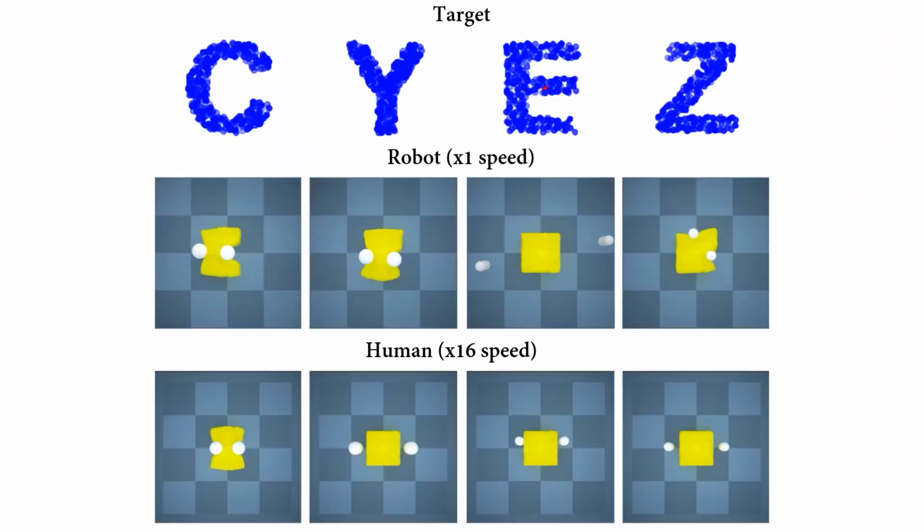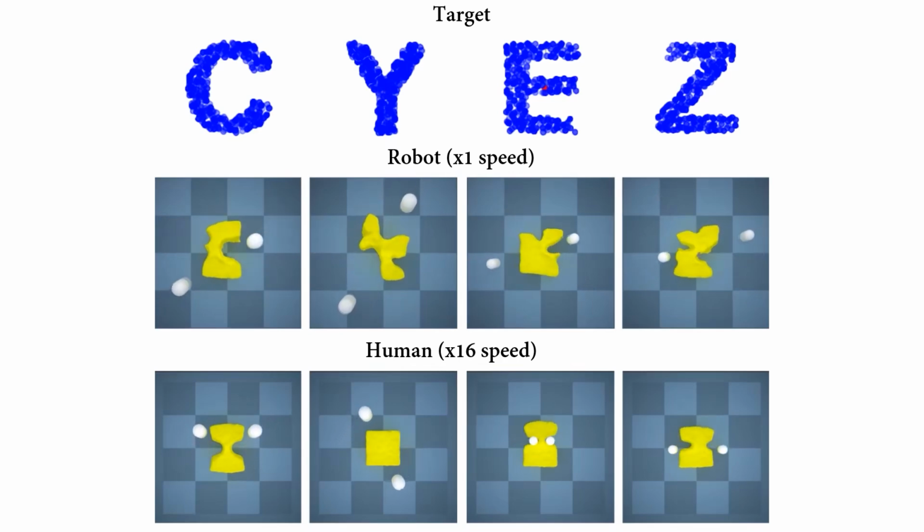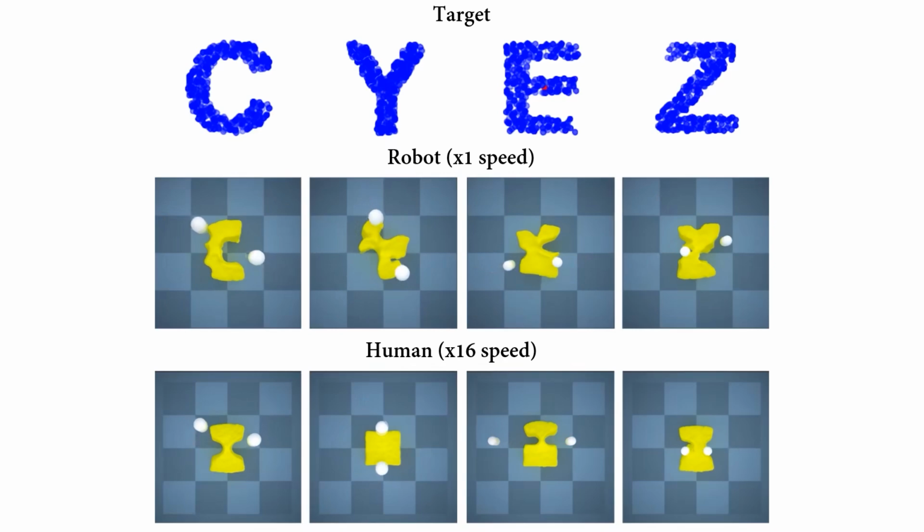To demonstrate the difficulty of the task that we are solving, we invited human subjects to complete the task using the same robot gripper in simulation. We show the results of 2 human subjects shaping the plasticine to C and Z compared with the results of RoboCraft in the simulator.